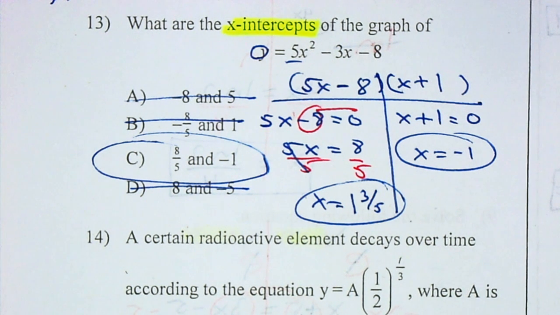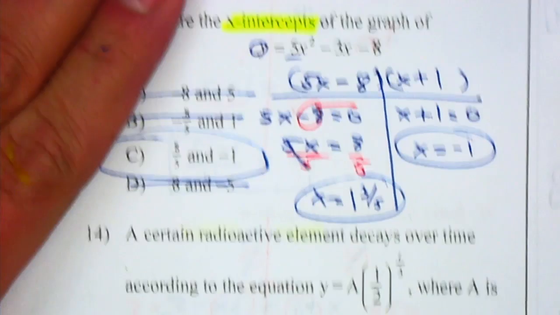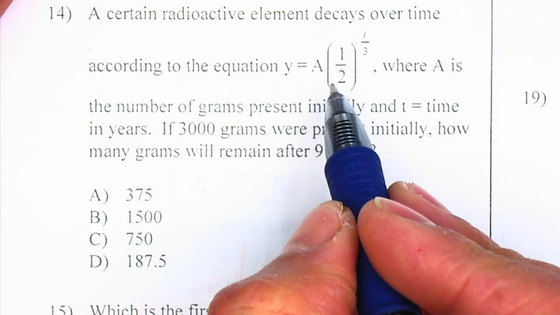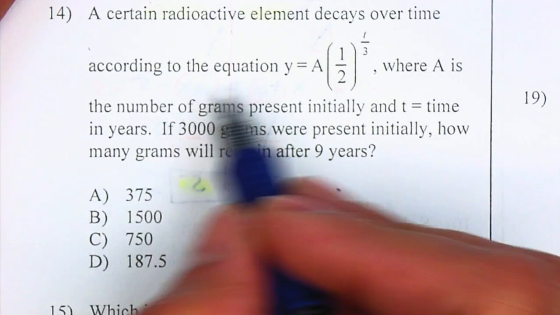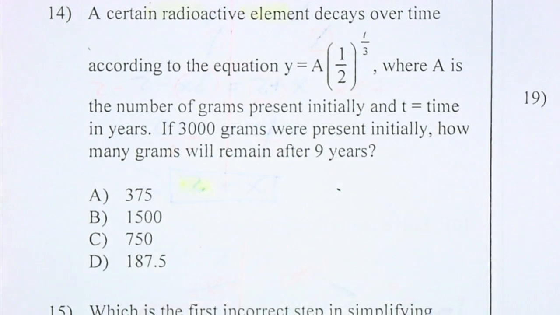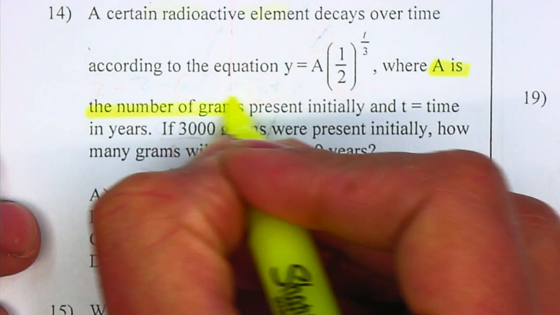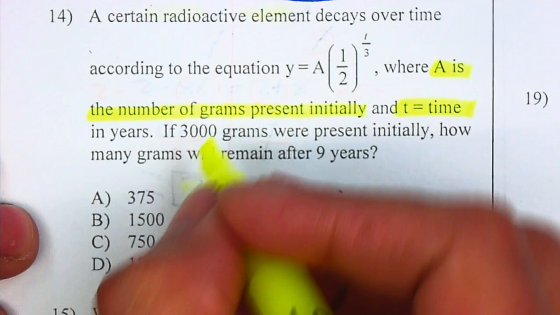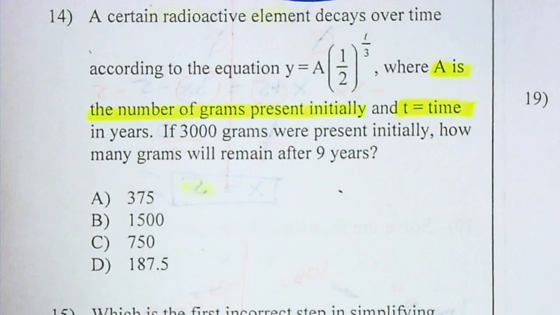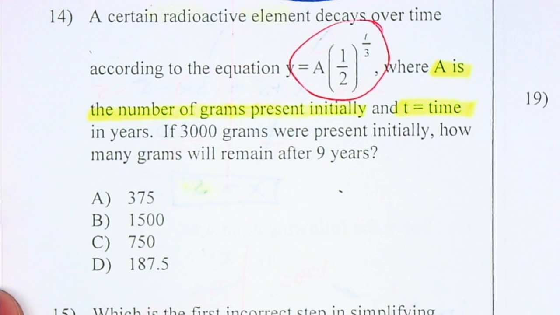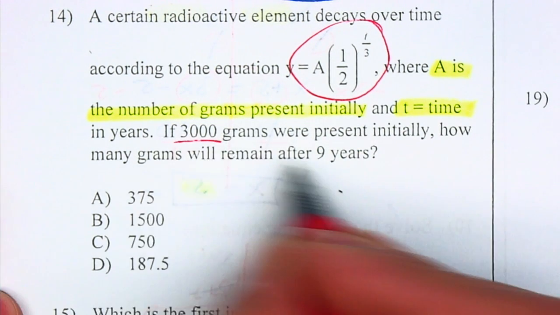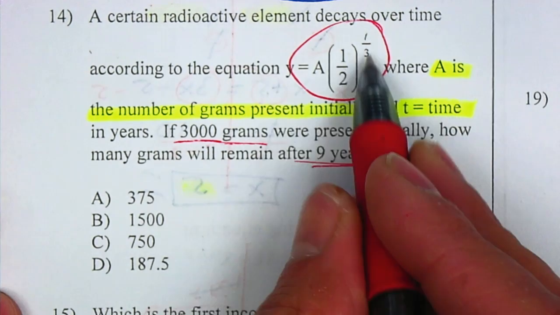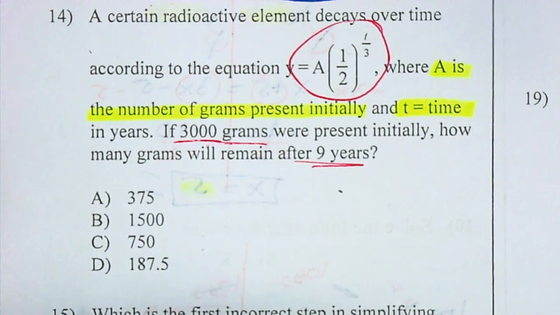Problem number 14. It says, a certain radioactive element decays over time according to the following equation, where A is the number of grams present initially, and T is time. They're giving you the equation, and they're giving you the information. That's the value of A. 9 will be the T. So we're just going to plug it in.